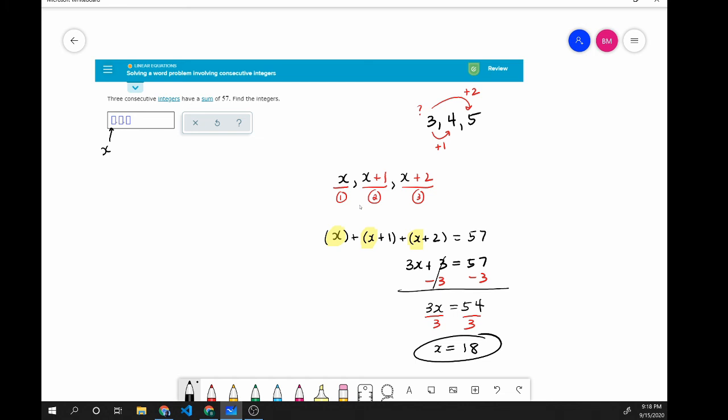Well, no, because it's asking for 3 numbers. I know x is the first number, so I can put an 18 there. All right, but the next numbers are kind of given right here. X equals 18, so that number would be 18 plus 1. And then 18 plus 2. So my numbers are actually 18, 19, and 20. And if I want to check that, 18 plus 19 plus 20 do add to 57.